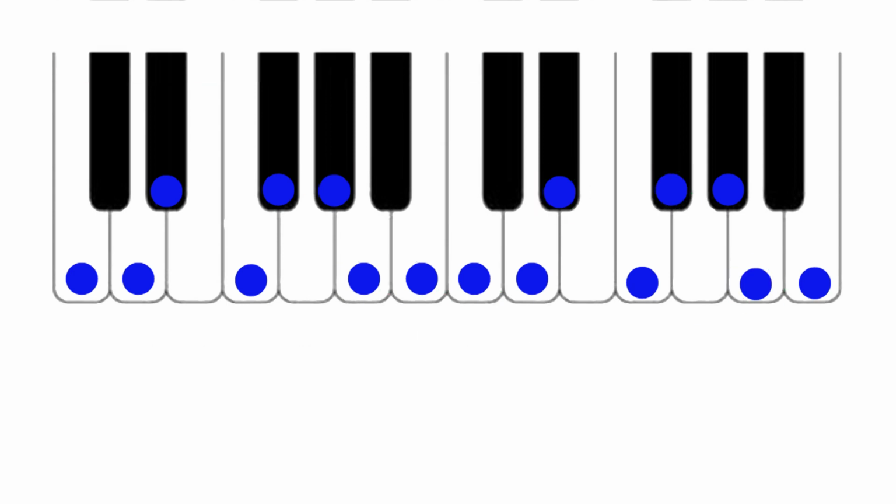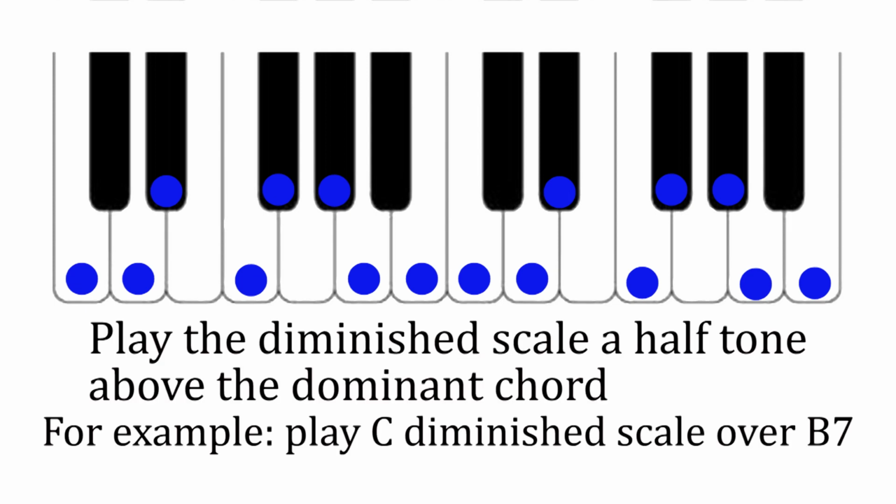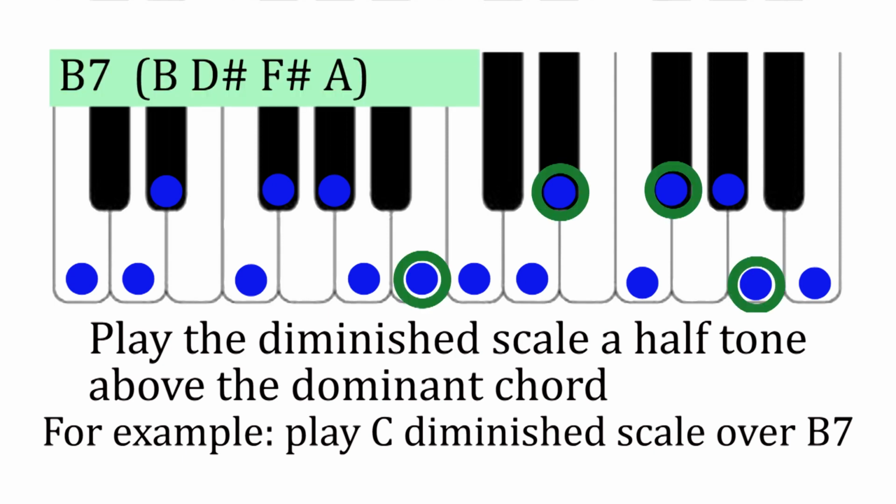One way to work out what diminished scale to use over a dominant chord is to play the diminished scale a half tone above the dominant chord. For example, if we had a B7 chord, since C is a half tone above B, we would play the C diminished scale over this chord. And as we saw before, the C diminished scale has all of the chord tones of the B7 chord.